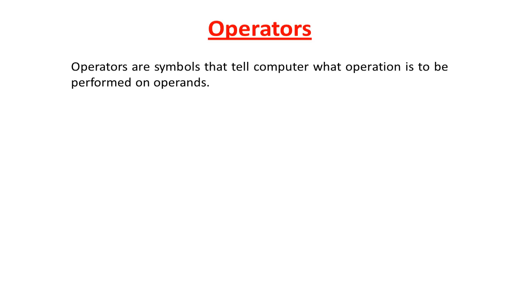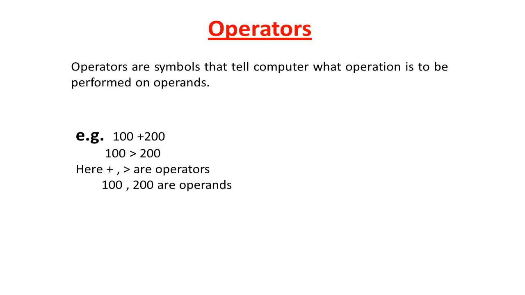In this lecture, we are going to talk about operators in Python. Operators are symbols that tell the computer what operation is to be performed on operands. By operands, we mean constant values or variables upon which we want to do the operations. For example, 100 plus 200. Here, 100 is an operand, 200 is also an operand, and plus is the operator.